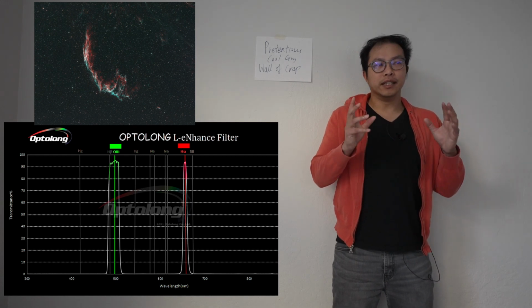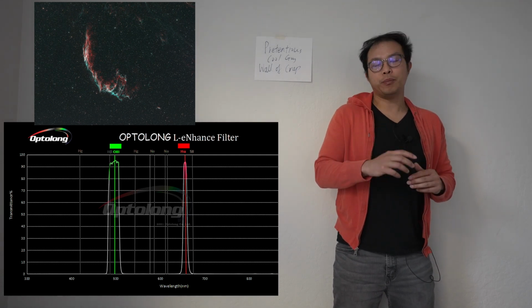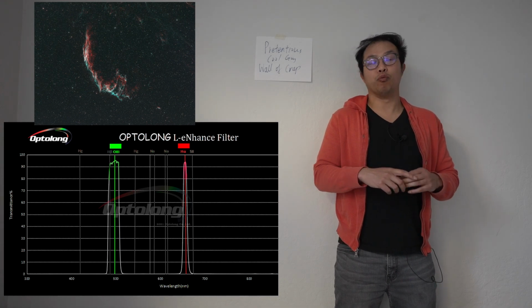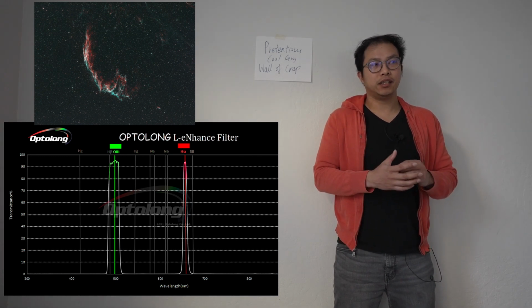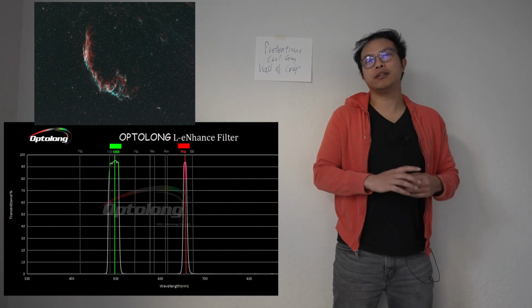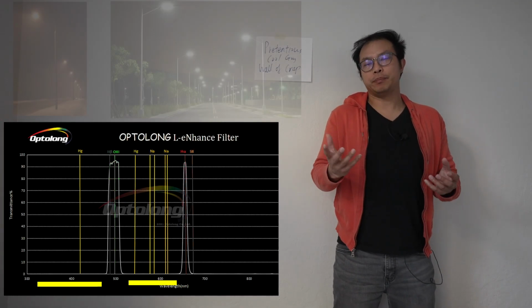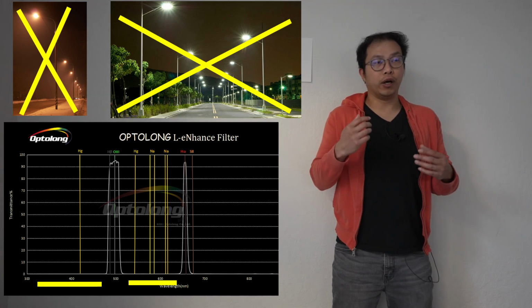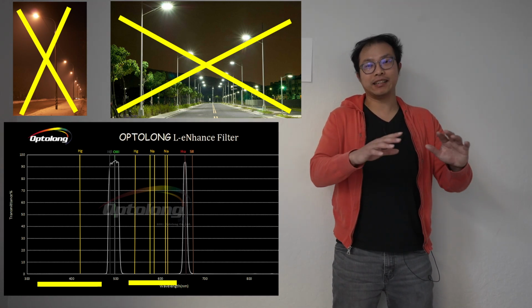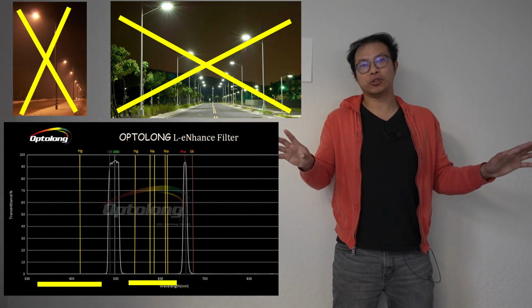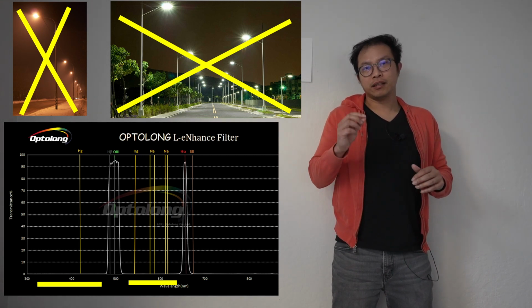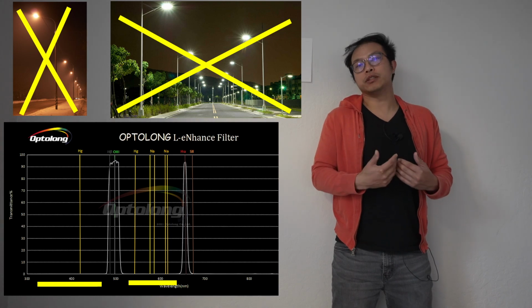So this is why a dual band narrowband filter for a one-shot color camera is really well suited, especially if you live in a very light polluted city like I do. A filter like this is wonderful because it's blocking out every single light source around me aside from what I'm concerned with when it comes to emission nebulae.